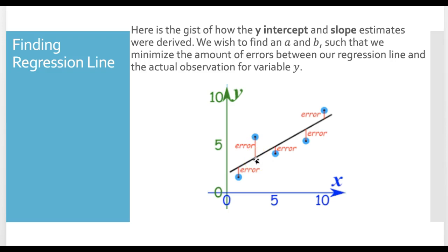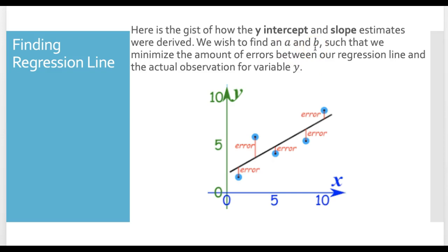So how the y-intercept and slope are estimated is that we add up all these errors, we square all the errors, and then we add them up, and then we try to minimize that quantity. And how we do that is through calculus. It's an optimization problem where we optimize with respect to A and B, right?